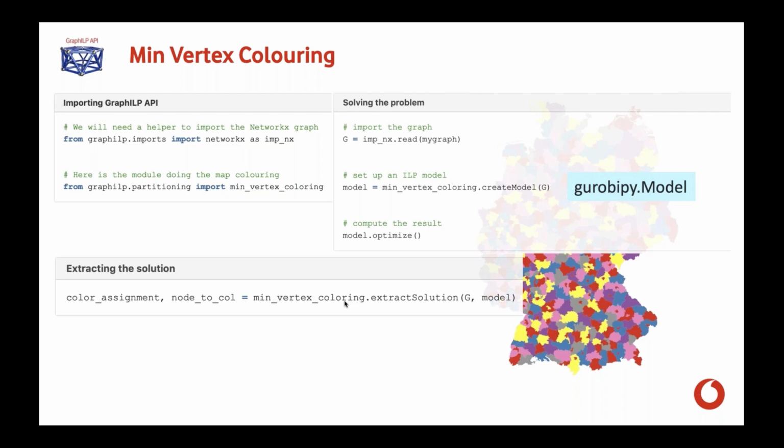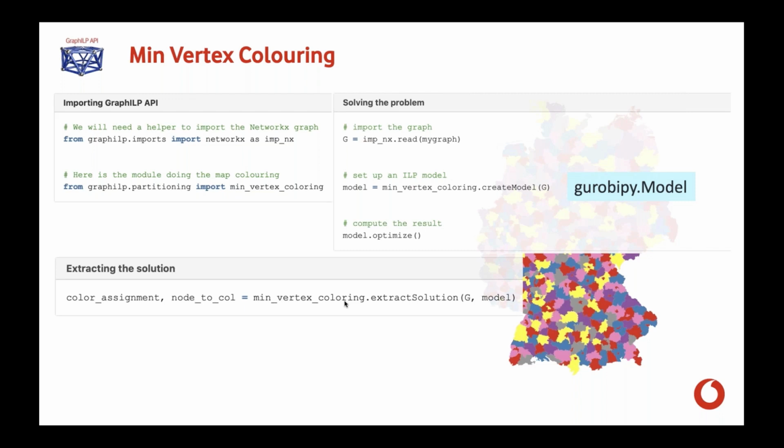On the left-hand side, first of all, there are some of the imports that we need. We need something to understand the graph, and we need the method called min-vertex coloring, which is going to translate the graph instance into an optimization problem. On the right-hand side, you see more or less the whole program for solving the problem.